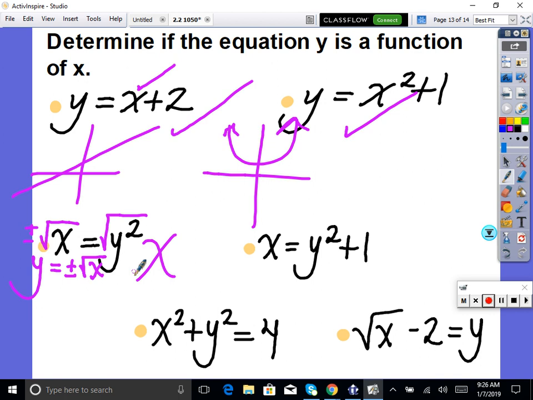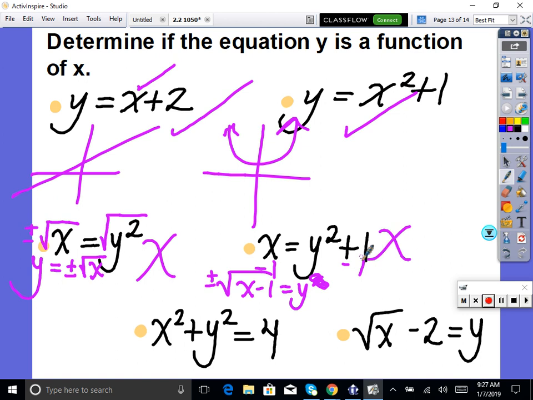Okay, let's do this one. So what would I do to get y alone? Because we like to look at functions with equation. What would we do first? -1. So we have x minus 1 equals y squared, then what? Square root, and I need a plus or minus. So if I was to plug in a value, would I get 2 outputs? Yeah, that would make it not a function. Plus or minus again, do you guys see? So this would be considered not a function.